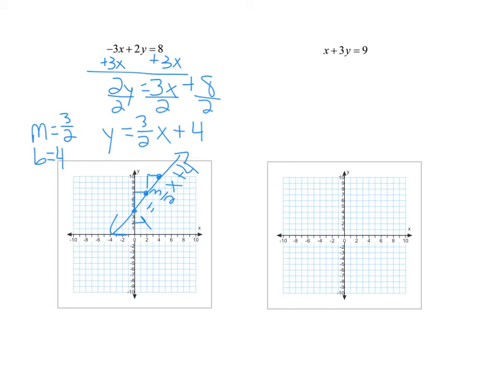Check your line with mine. Make sure I didn't make any mistakes. Make sure you didn't make any mistakes. And let's look at the next one. The next one is x plus 3y equals 9.